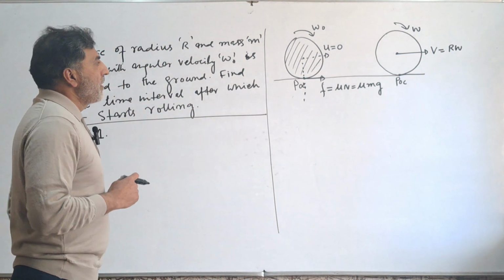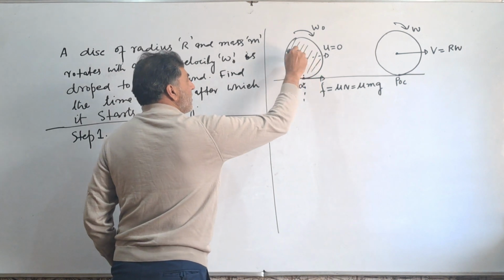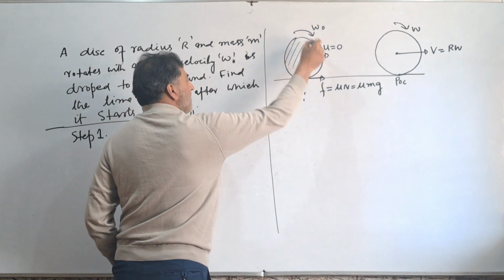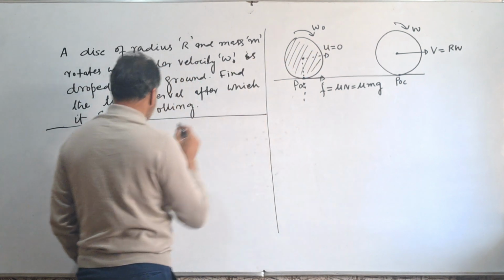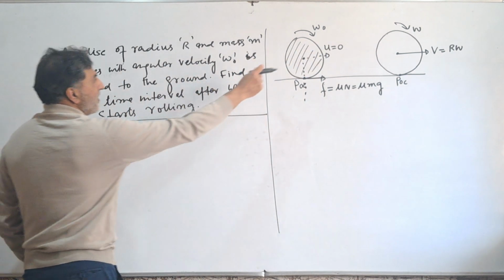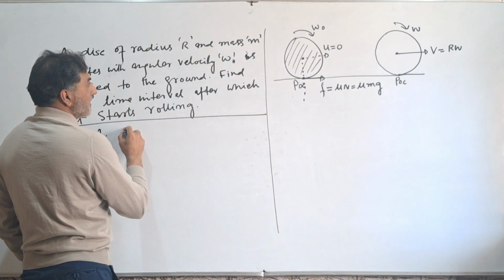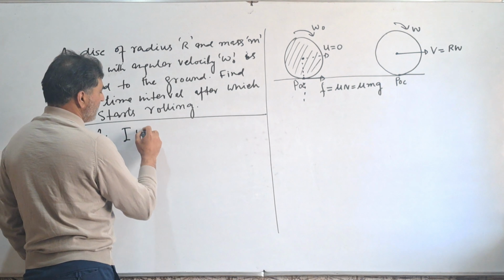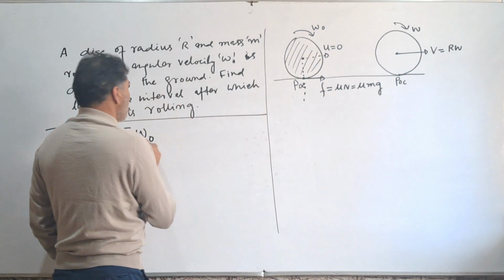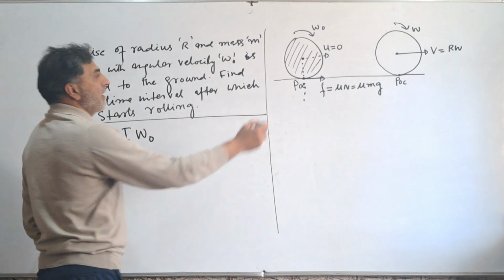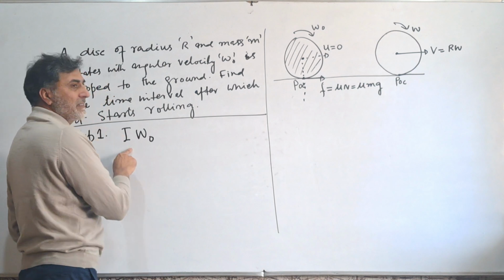Okay, step one. What is the angular momentum of this body about this point, initially, when there is no velocity in the forward direction? Because initially it is dropped, the center of mass has velocity zero. So its angular momentum here initially is I omega 0, because the angular momentum about the center is I omega 0. It has no translational angular momentum, it has only the spin angular momentum, that is this.